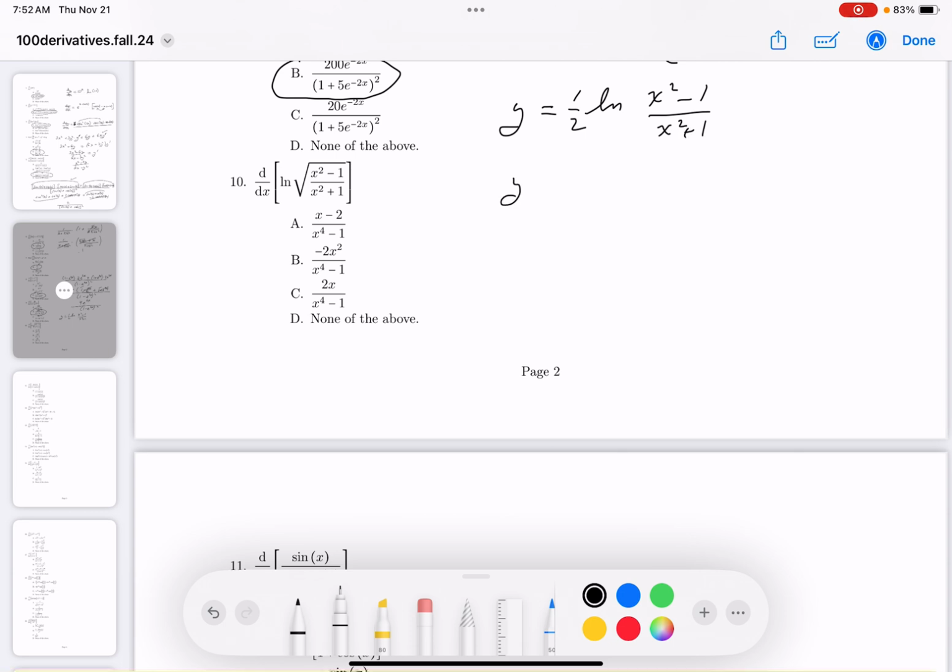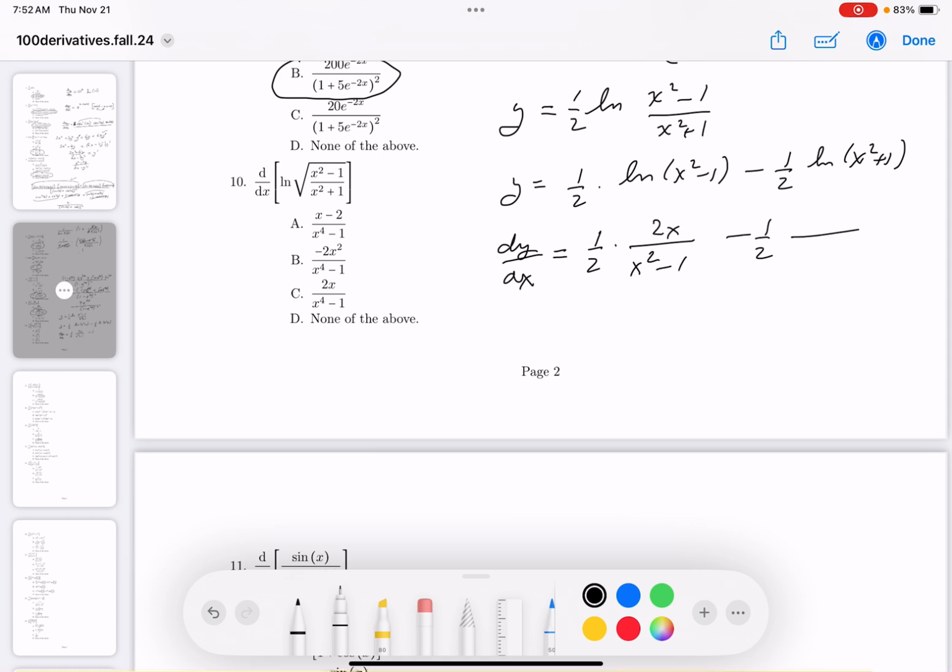The next thing I would do is write this thing as 1/2 times the natural log of (x squared minus 1) minus 1/2 times the natural log of (x squared plus 1). dy/dx equals 1/2 times, well, that guy's derivative is this over here. It's pretty simple, by the way. And this guy's derivative is going to be, let's see, 2x over (x squared plus 1).